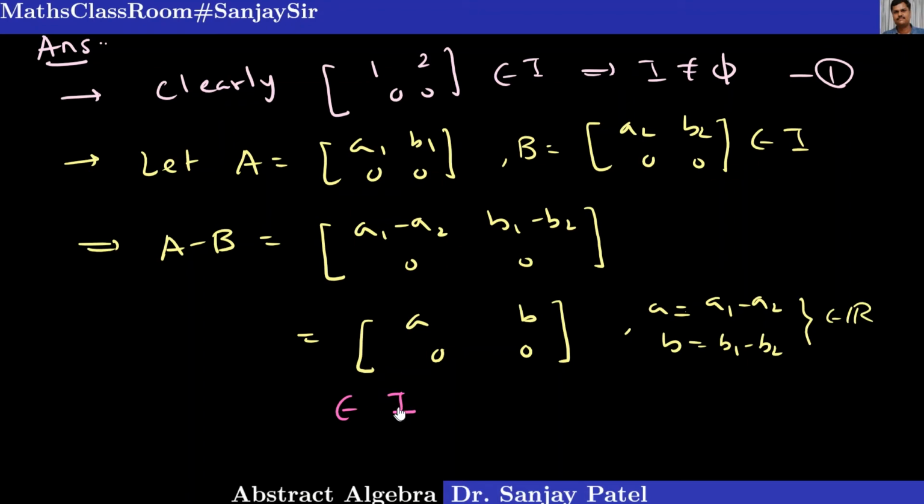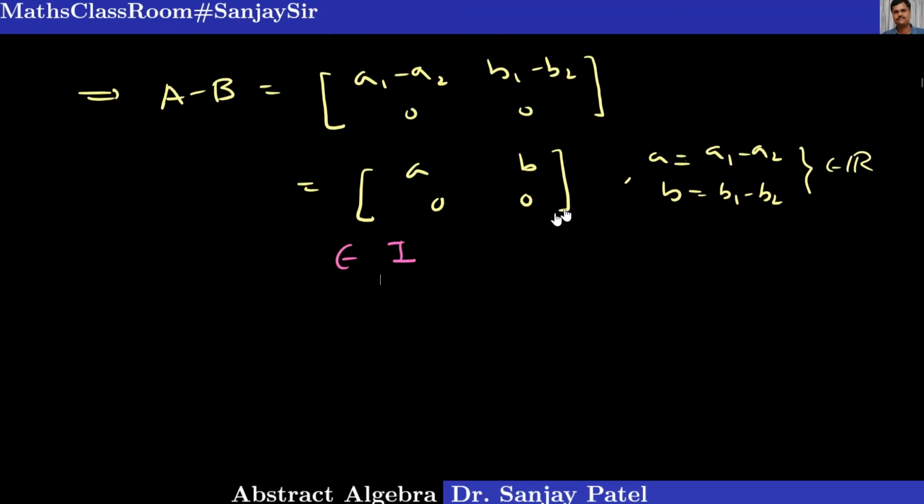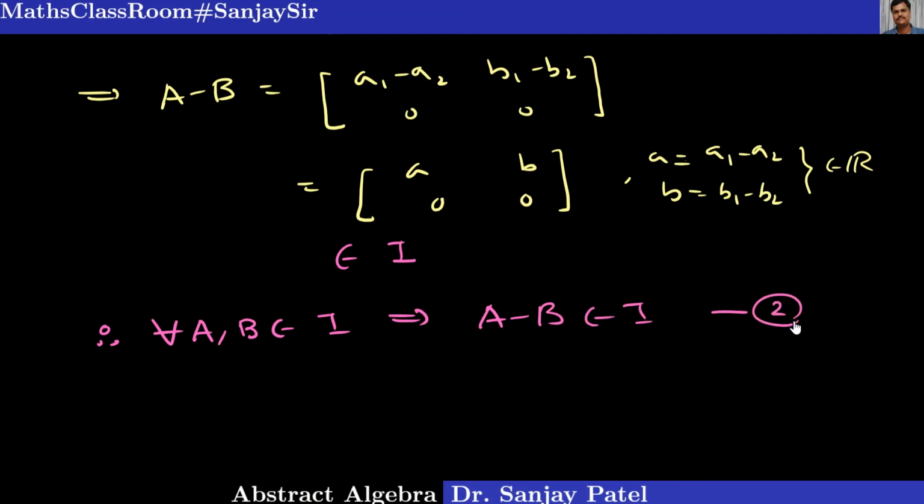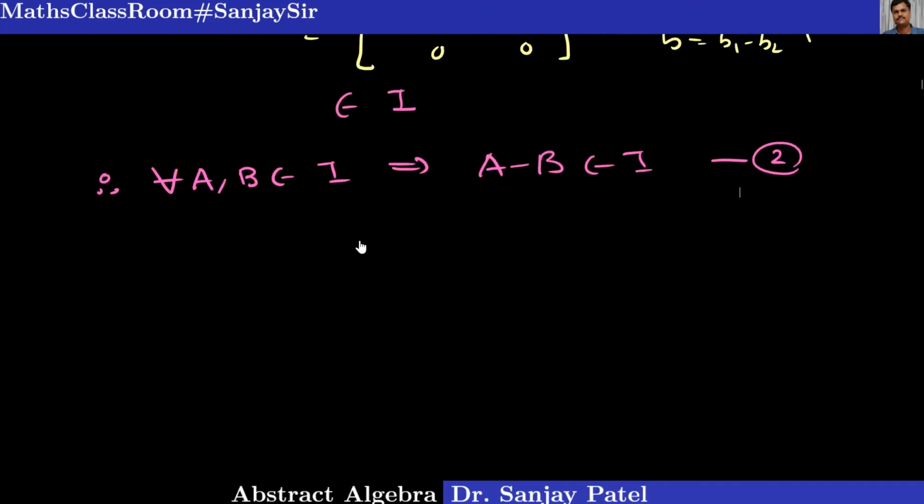So this belongs, again, to the set I. What I have proved here is, if A and B belong to I, then A minus B belongs to I. Therefore, for every A and B belonging to I, A minus B belongs to I. This means I is a subgroup of R plus. The last condition is the ideal condition.